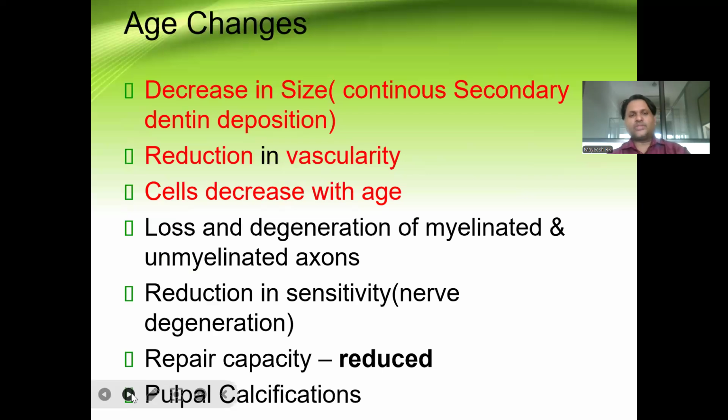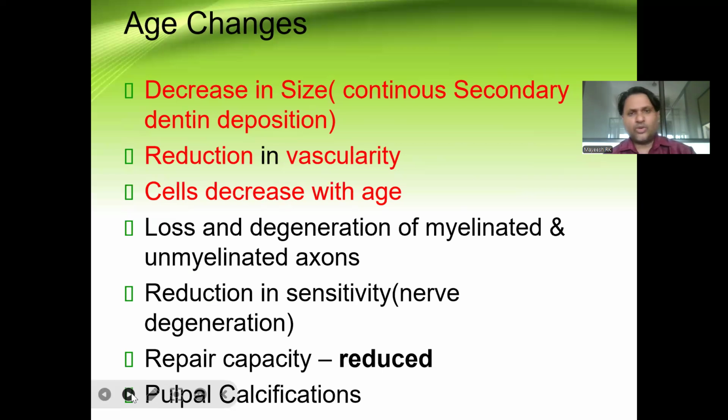Now, one very important question which they ask, again a 5-mark question, is the age changes of the pulp. So first you need to know the headings of the age changes. The first one is a decrease in size. Size decreases because you have secondary dentin deposition taking place. Again, there's a reduction in vascularity as you grow older. The pulp is going to be less vascularized. So that's going to happen.